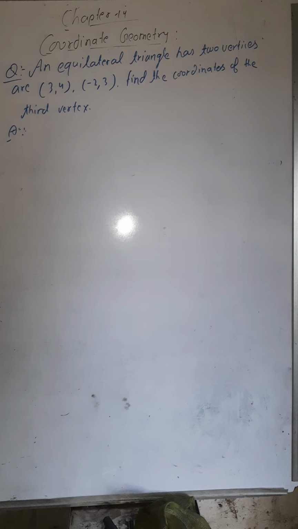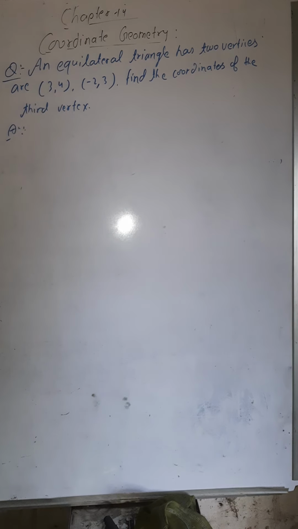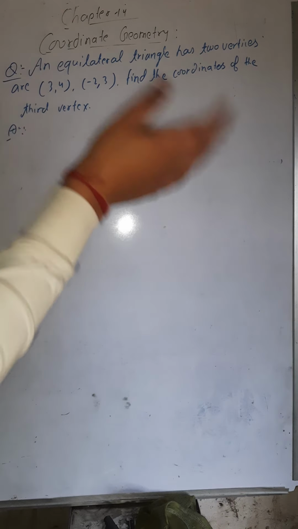So now students, today we will move ahead and I have a new question for you in chapter number 14, coordinate geometry. And the question is, an equilateral triangle has two vertices at (3, 4) and (-2, 3). Find the coordinates of the third vertex. Now you must be knowing what is an equilateral triangle. An equilateral triangle has all of its sides equal.